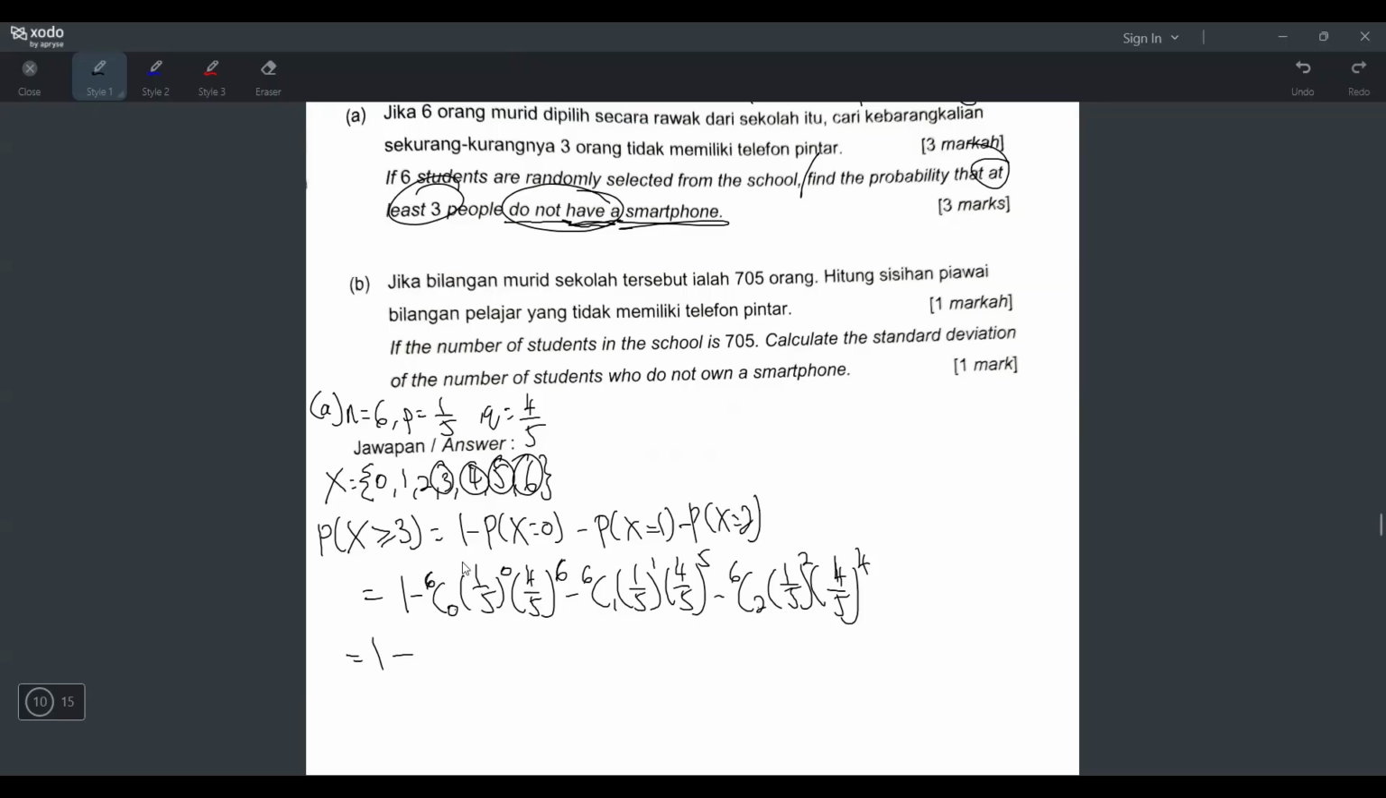1 over 5 power 0 is 1, so no need to press it. Just press 4 over 5 power 6. My calculator gives me 0.2621. Just write 4 significant figures.